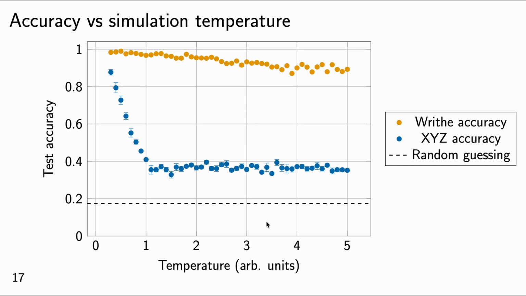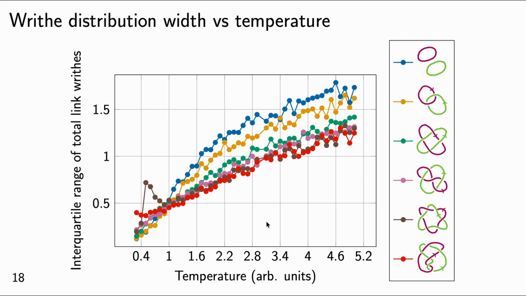It's a little bit surprising that the Writhe accuracy remains so high across such a wide temperature range, because if it was learning nothing but global features, we would expect it to go down quite a lot, because basically the width of those distributions, the overlap of the distributions we saw earlier for things like the total link Writhe, increase as you get to higher temperatures. So basically the state space that's explored of values of total link Writhe gets larger and larger. This plot is just showing you that as you increase the temperature, the interquartile range, so the width of the total link Writhe histograms, increases.